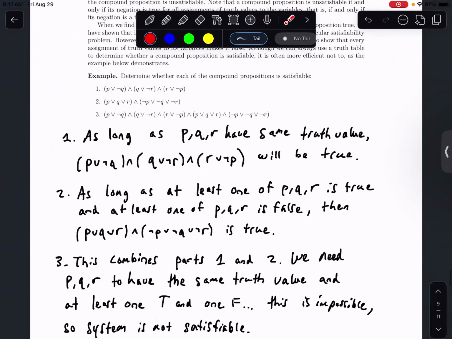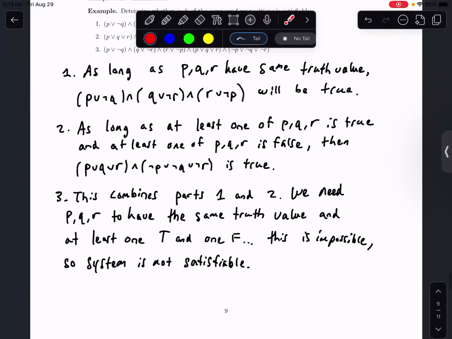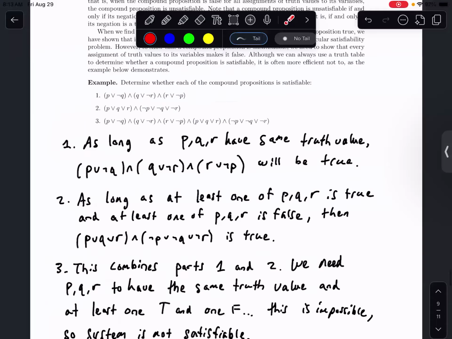Yeah, and then again, as I said, these next two pages you don't have to worry about. If you want additional practice, it could be good to go through, but it won't show up on the exams. Like the satisfiability and the dual operator, you don't need to know.